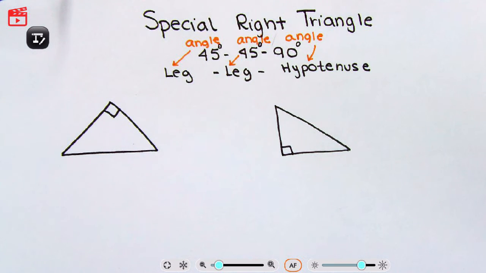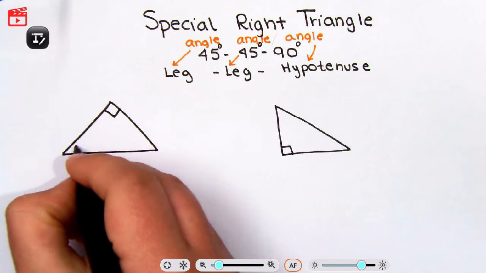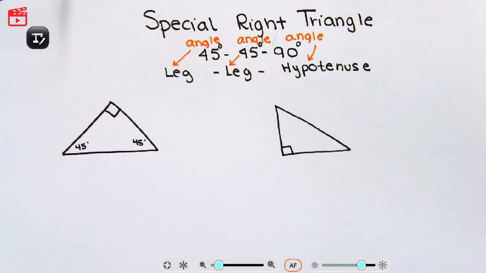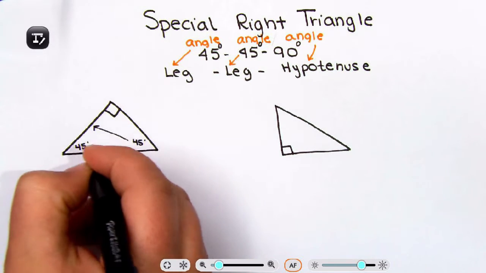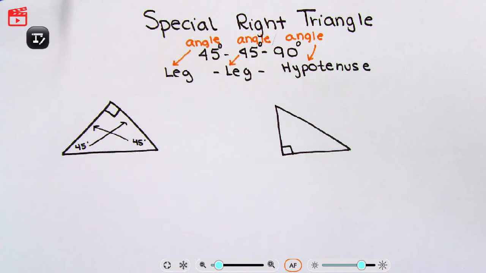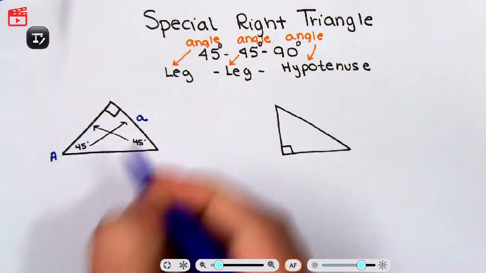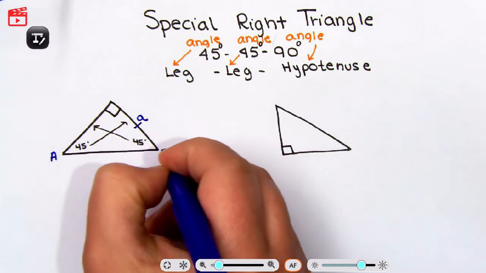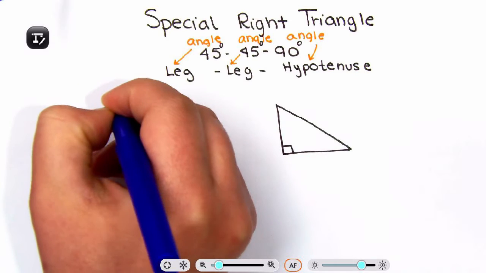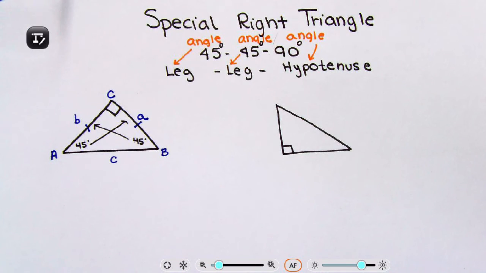So let's start with what the 45, 45, 90 degree triangle looks like. It looks like an isosceles triangle because we have angles that are the same, angles that are congruent. We have 45 degrees here, 45 degrees here. Based on the isosceles triangle theorem, I believe it's the converse theorem, the opposite sides from the congruent angles are also congruent. So if I have a 45 degree angle here, let's call this A, then this little a is going to be congruent to little b. I'm going to just write c here for the hypotenuse. So that means this side and this side of the triangle are congruent.